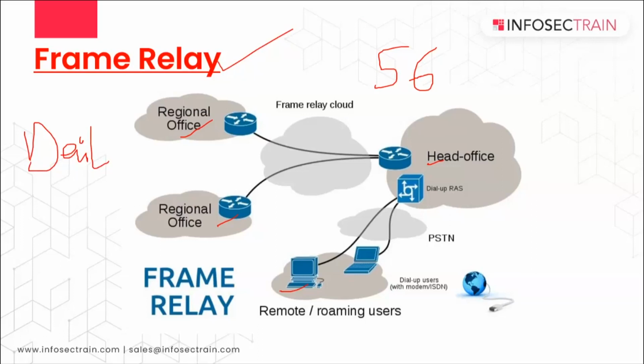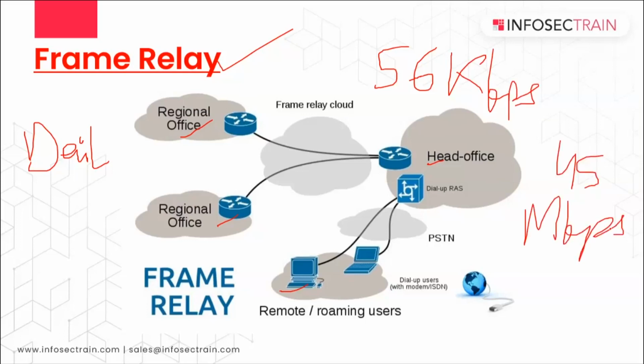It offers various different bandwidths like 56 kbps to 45 Mbps, right? And it can be used for various different purposes: voice, data, video applications, right? Frame relay also uses virtual circuits.